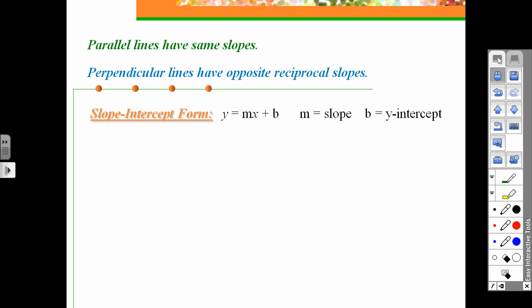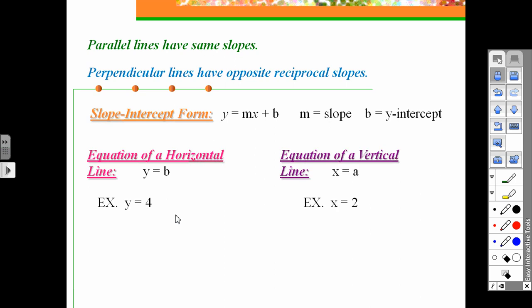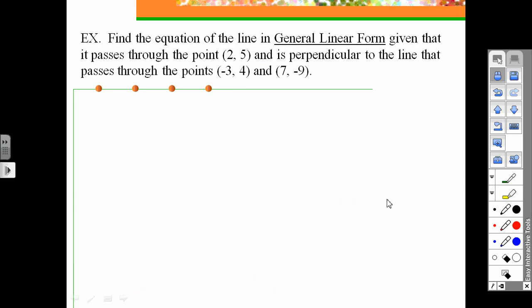We've already talked about this. Slope-intercept form is y equals mx plus b. m is the slope, b is the y-intercept. We did talk about this earlier as well. The equation of a horizontal line is y equals some number, and they just use b as a constant. It has nothing to do with the b from the general linear form. Okay, so here's an example. And the equation of a vertical line, x equals a, once again, don't worry about it. The a and the b, they're just variables or numbers, right? So x equals 2 is a vertical line going through 2. All right, so we talked about that. We don't need to spend any more time.